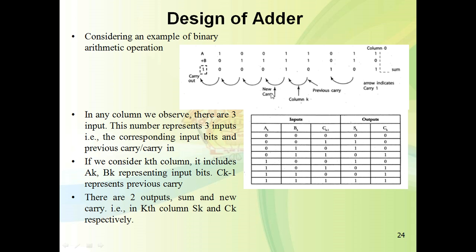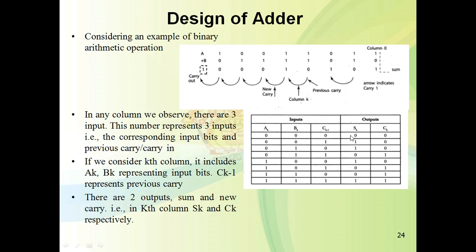It will generate two outputs: Sk is the sum of the kth column and Ck is the carry of the kth column. So there are two outputs, sum and new carry. Now as you can see here, Ak, Bk, and previous carry Ck minus 1 go in, Sk is the kth column sum and Ck is its carry. Let us suppose the possible conditions are Ak equal to 0, Bk equal to 0, and carry in equal to 0.